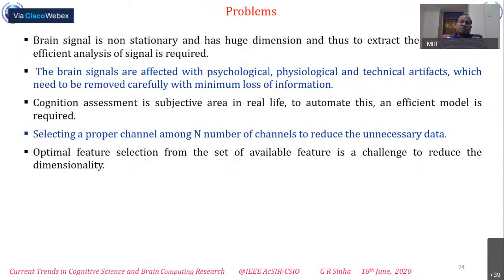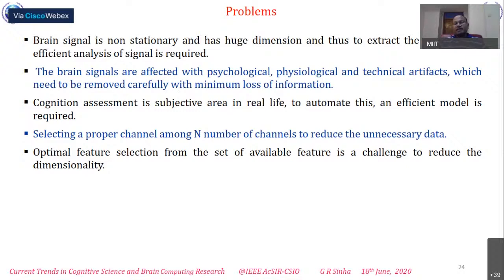So let me sum up this entire discussion on current research. What are the major problems in the current research? When we do a literature survey, the ultimate aim is to bring out the major challenges in the existing literature. We see that brain signal is non-stationary and produces huge dimensionality, and therefore appropriate signal processing is needed to deal with this difficulty.